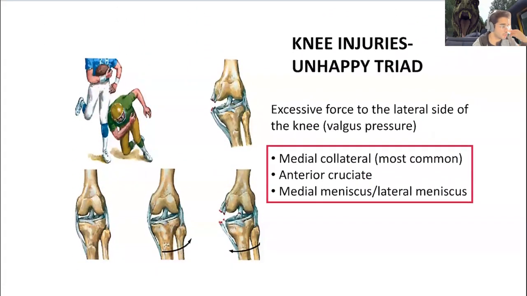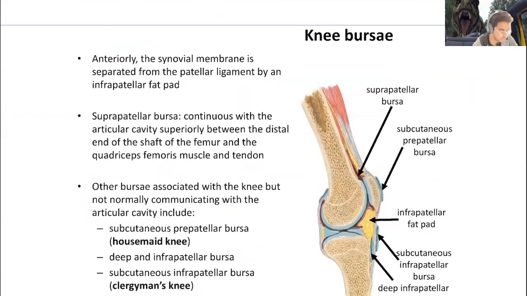Okay. The most common is the medial collateral, right? Keep that in mind. They don't ask too much about the meniscus because you guys are going to learn that in multi-systems later on. But for now, just know anterior cruciate as well as the medial collateral.